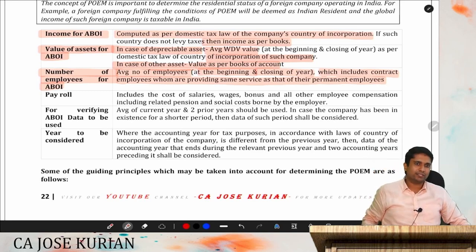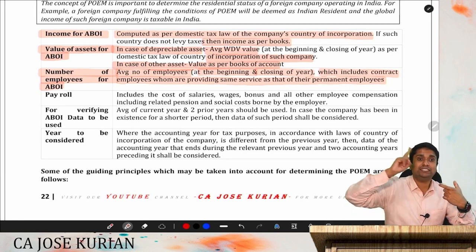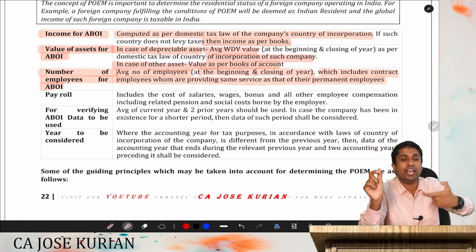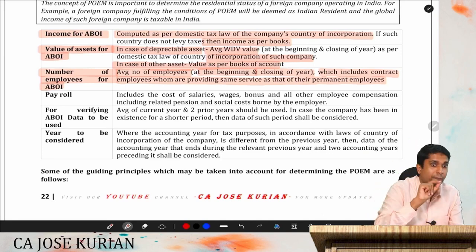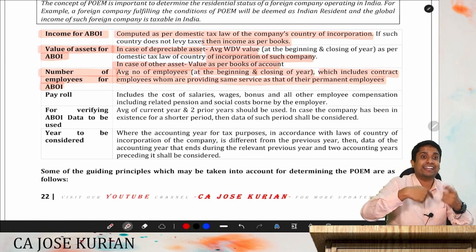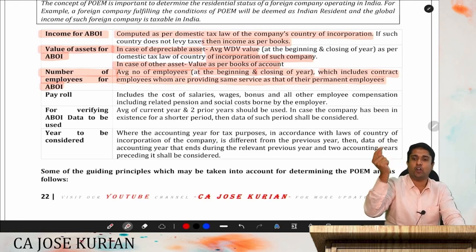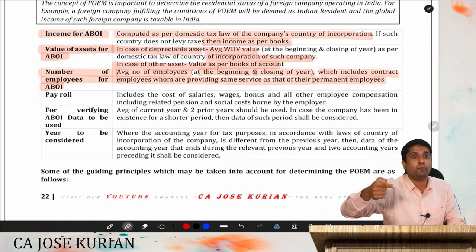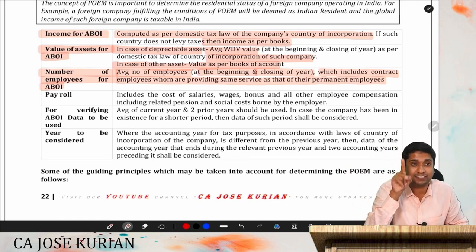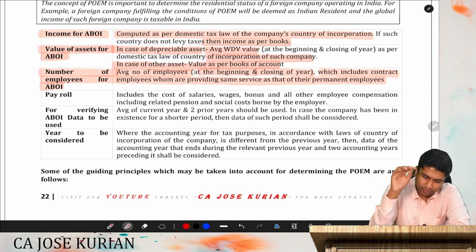But while counting the number of employees, what do you mean by employee? An official employee, right? But contractual employee means what? Temporary employees. But if the company's contractual employee is doing the same service as that of your permanent employees, they also have to be counted as your number of employees. Are you with me? To manipulate the count, certain companies will enter into some contractual arrangement. So if you have appointed some contractual employees and they are doing the same service as your permanent employees, then you have to consider them also as permanent employees while counting the number of employees. I hope it is clear. It is important. Now, moving on.